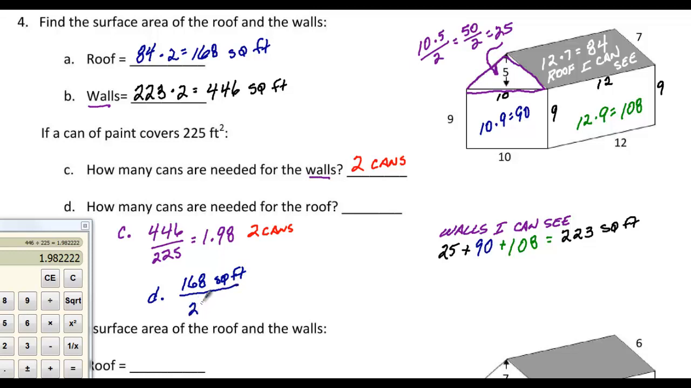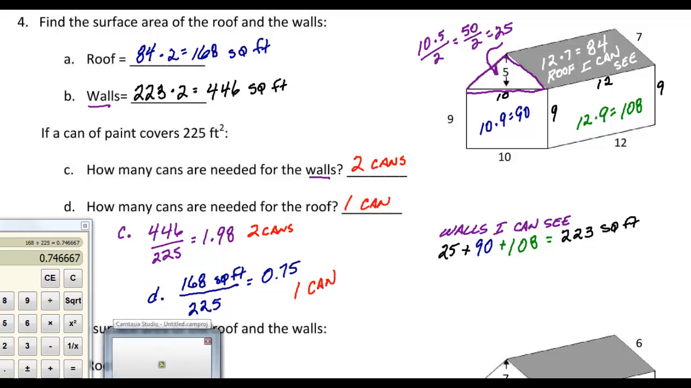Each can covers 225 square feet. And so I know that altogether for the walls, 168 divided by 225, you know that's less than 1 whole. That works out to be 0.75, which tells me that I need 1 can. So I need 1 can of paint to cover the roof.